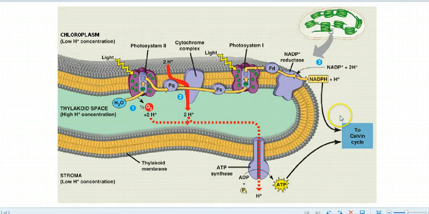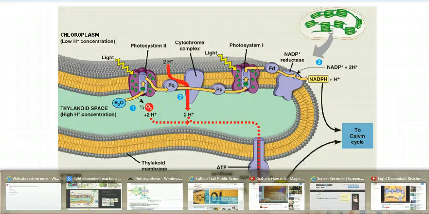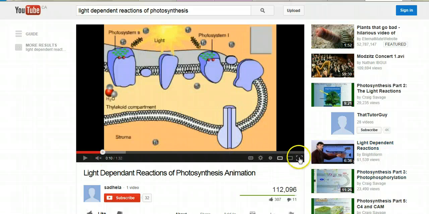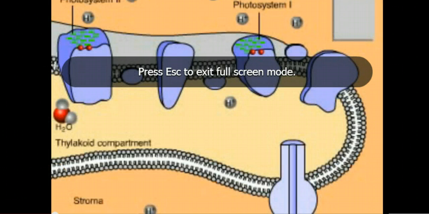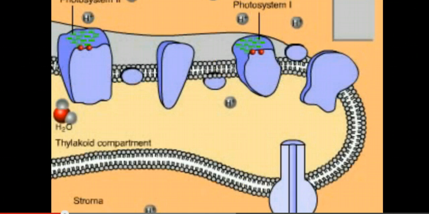So that is it for the light reactions of photosynthesis. And of course, I'm assuming that you knew a little bit about electron transport chains. And it really just involves a lot of memorization. So here is a YouTube animation. I've cut off the sound, but I'm basically showing you, hopefully it's going to show you the basics.